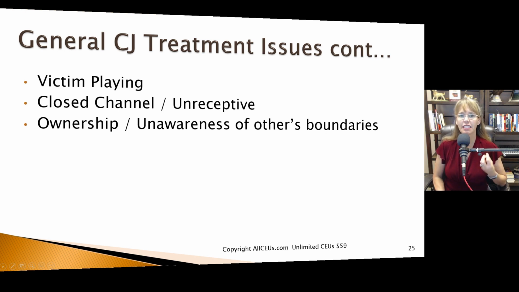Victim playing, being shut down, or just a complete unawareness of others' boundaries are also very common issues in this population. A lot of the people in the criminal justice system have been traumatized. We don't want to minimize that, but we also want to recognize that there is a portion of those people who have figured out that holding on to that victim role can be very beneficial to them if they work it to manipulate those in charge. Not saying everybody does it, but it is a tool in their toolbox, so to speak.